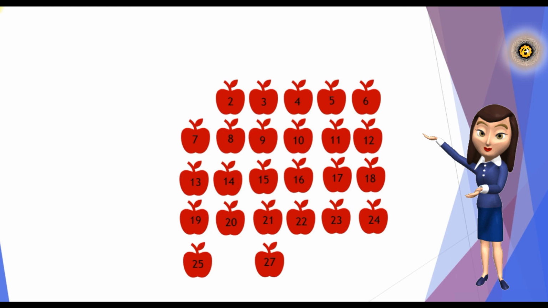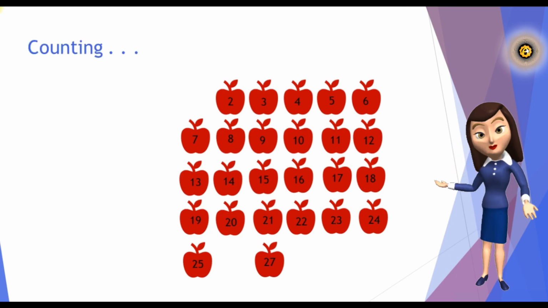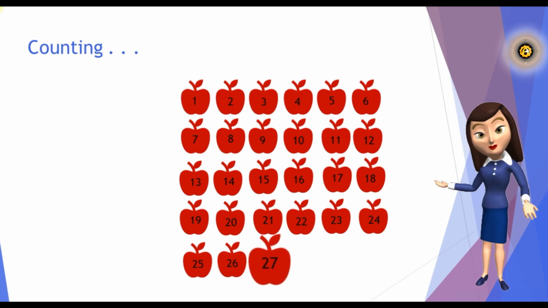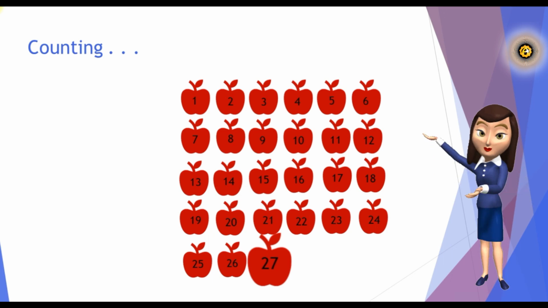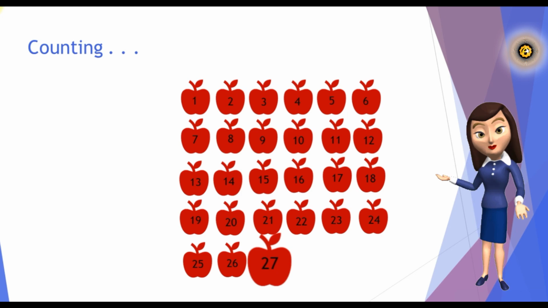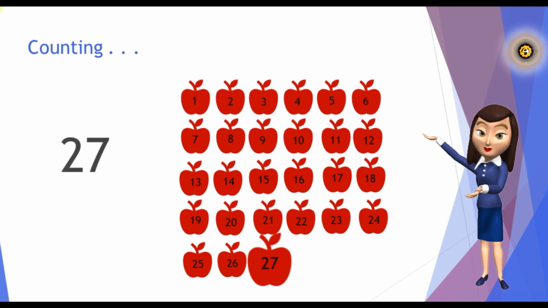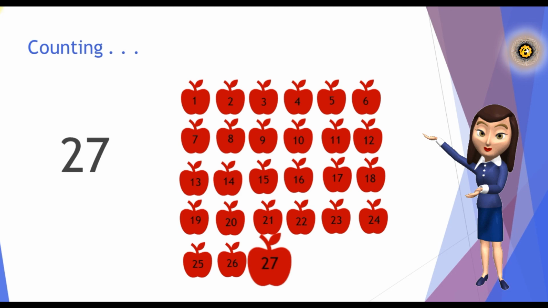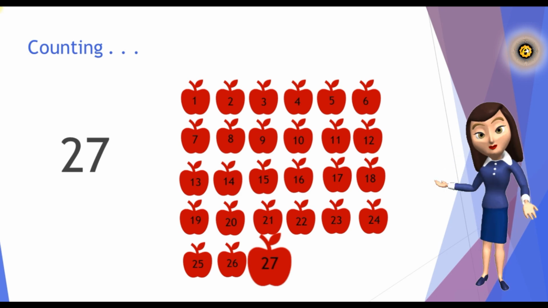Alright? Okay, now counting. We have already learned counting from 1 to 26. Now let's learn the number 27 in Urdu. Number 27 in Urdu is Satais. Satais. 27. Satais. Now practice more and learn.